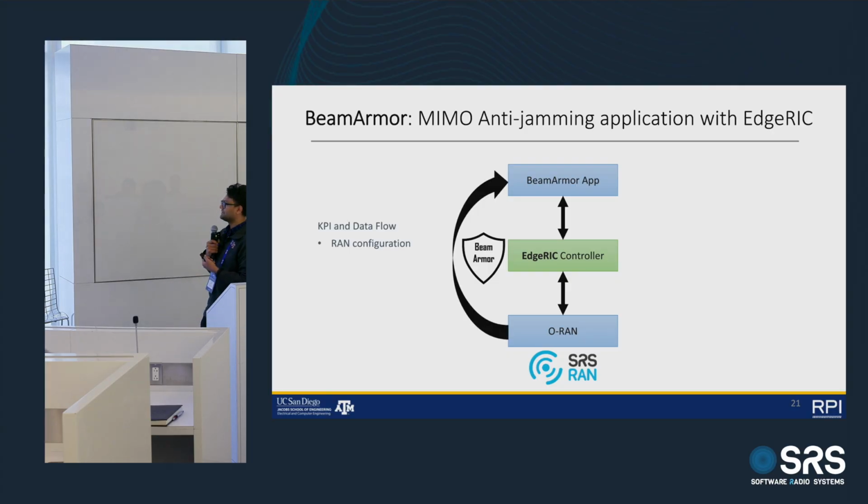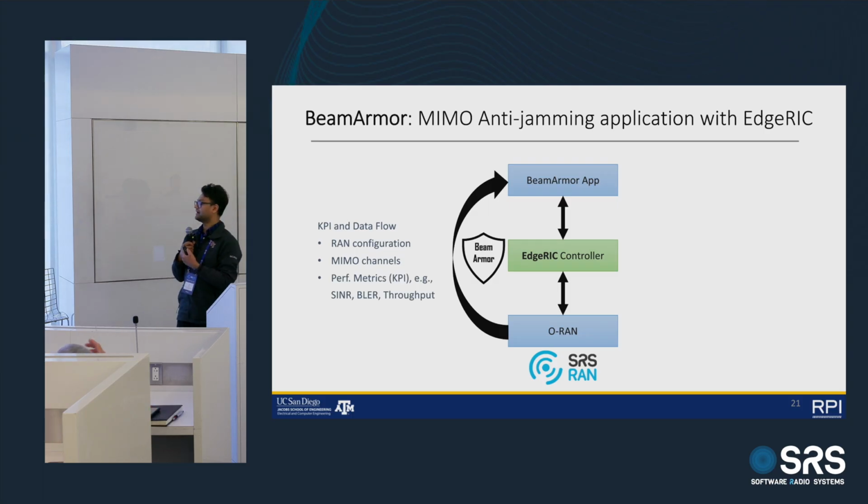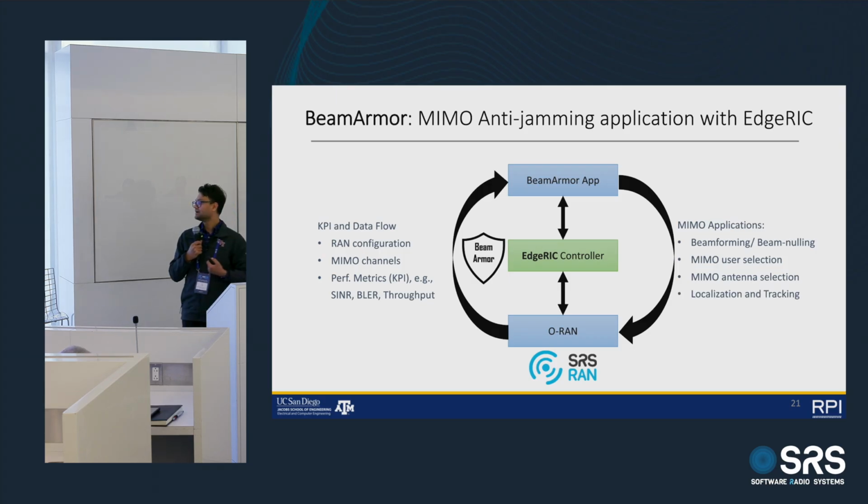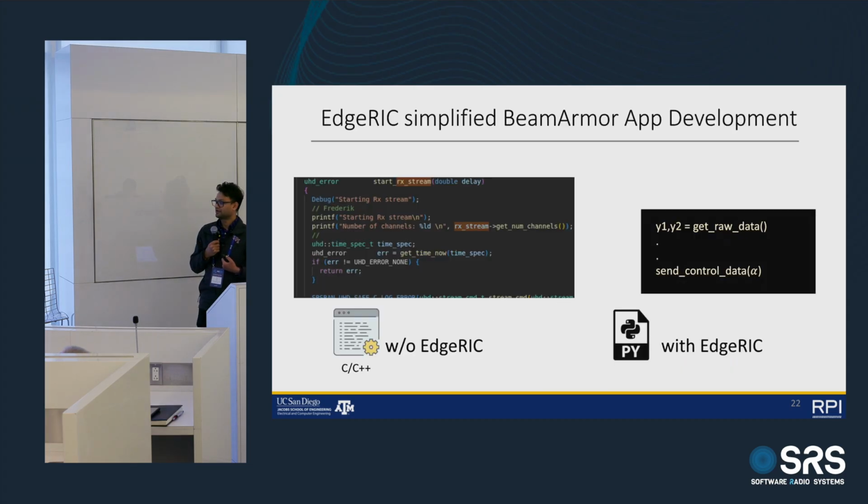We pass some of the information like the RAN configuration, MIMO channel, and all the performance metrics to the app. The app implements a policy which creates a beamforming vector, and many other MIMO applications like user selection or antenna selection or localization and tracking, so that the RAN can implement an appropriate beamforming vector to really nullify the interference. Based on the task or the application, you can build one of these different policies, right? So you can support many of these different applications and policies on EdgeRIC.